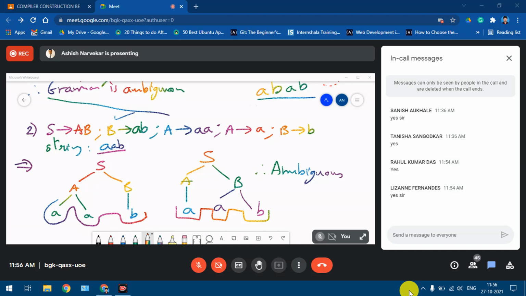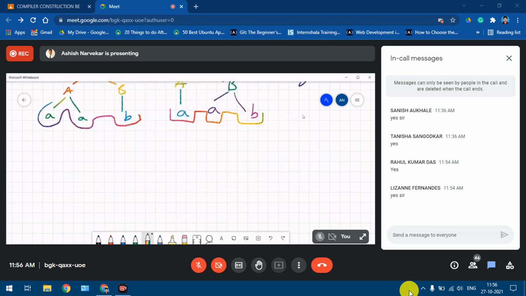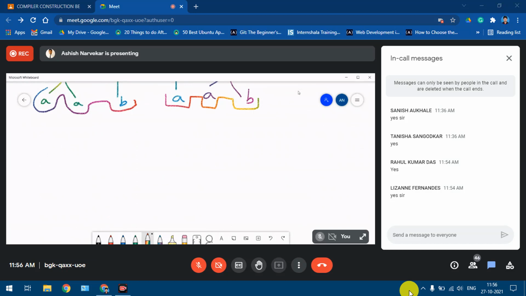I believe that now it should definitely be clear to you all. Before we take up the next concept, which is a continuation of the same concept of how to solve the ambiguity problem, take this problem. S derives AS or SA or A, and the string given is AA. Check whether this grammar is ambiguous.